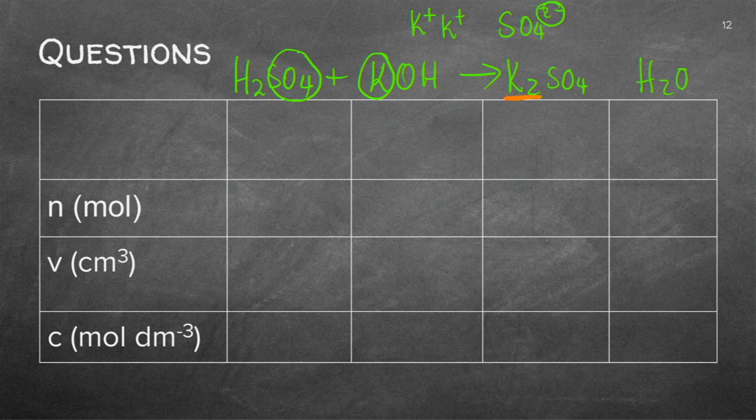Now you see, if you don't balance it, it's not going to work out. Do you see the 2 potassiums there? So I've got to add 2 potassiums there. I've got 2 H's and 2 OH's. Do you see I've got 2 waters forming there? So if you don't have a balanced equation, you can't do the calculations.